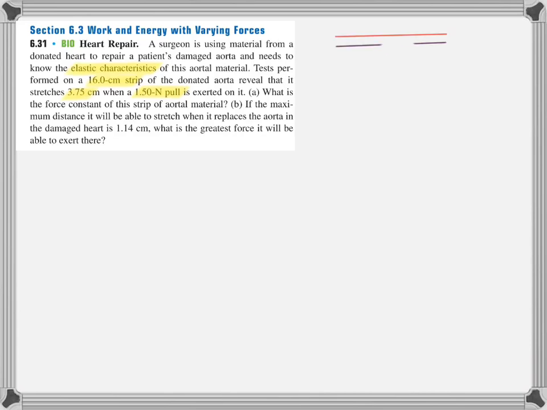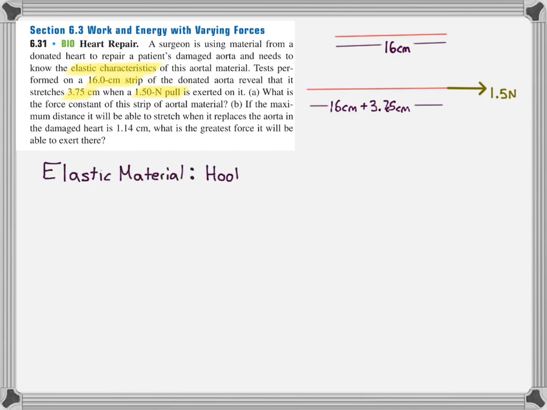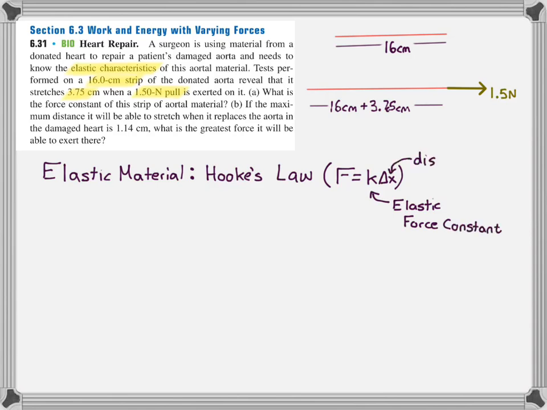Alright, so basically we have this aorta piece that is 16 centimeters long, and when a force of 1.5 newtons is exerted, it will stretch to a length of 3.75 centimeters. And then we'll stop. So the 1.5 newtons will stretch it as far as 3.75 centimeters. Because we're dealing with an elastic material, we're going to use Hooke's law. So again, Hooke's law is that equation that says F is equal to K times delta x, where K is the elastic force constant, delta x is how far it is displaced from its natural length, and F is the force of the spring pushing back, trying to go back to its natural length.